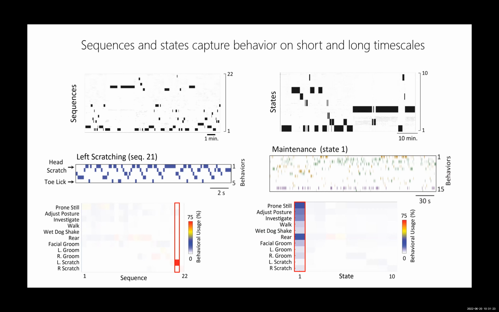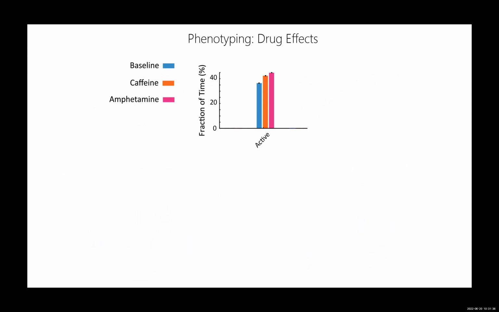The states, on the other hand, look different, with a more homogeneous representation across behaviors, but nevertheless, they can still be defined in terms of the percent behavioral usage across these different behavioral categories. Okay, so given these definitions, can we look at those various levels and see changes in response to drugs that we couldn't otherwise resolve before? So that was the purpose of the analysis. So this is phenotyping drug effects.